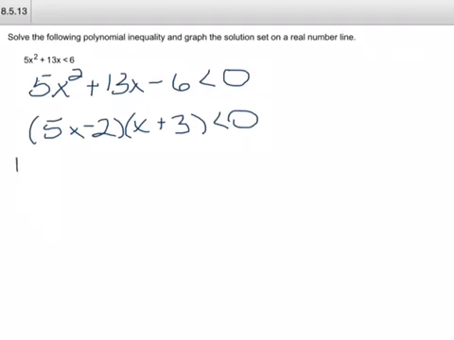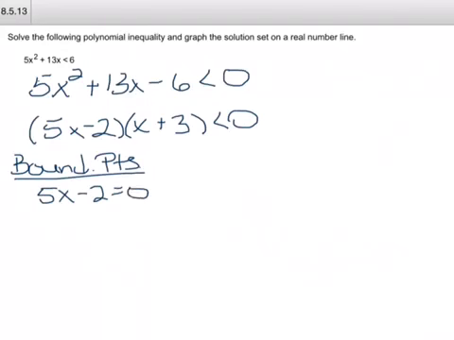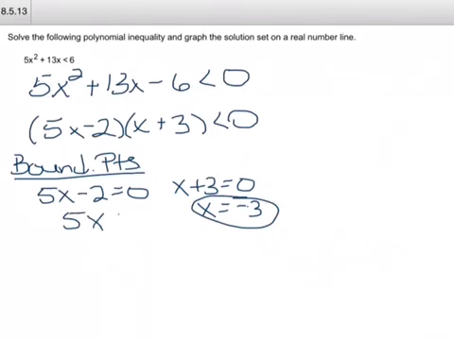That means that our boundary points are going to be 5x minus 2 equals 0 and x plus 3 equals 0. This is the easy one over here, so x equals negative 3. And the other boundary point is going to be 5x equals 2, so x equals 2/5.